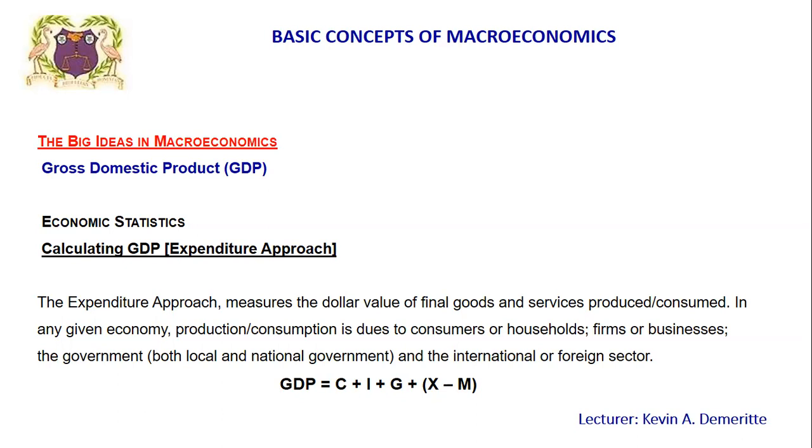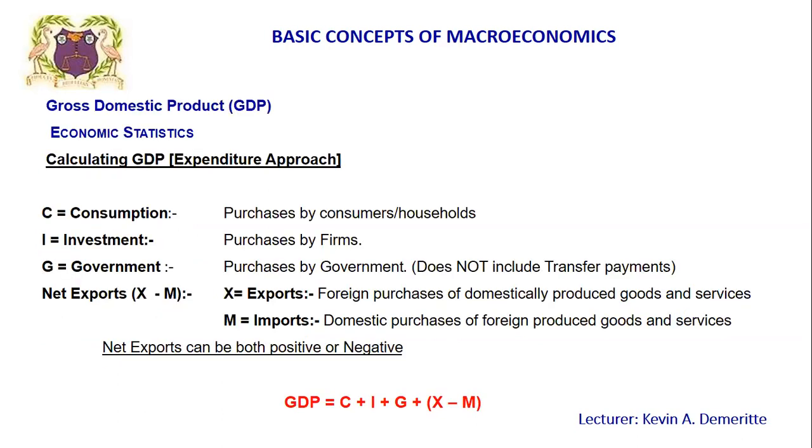And then also included in our calculation of GDP is that we must take account for the foreign sector, exports and imports. So in calculating gross domestic product using the expenditure approach, we look at household consumption, C, business consumption, which we're calling I or investment, government purchases, G, exports, which is X, and imports, which is M. All right.